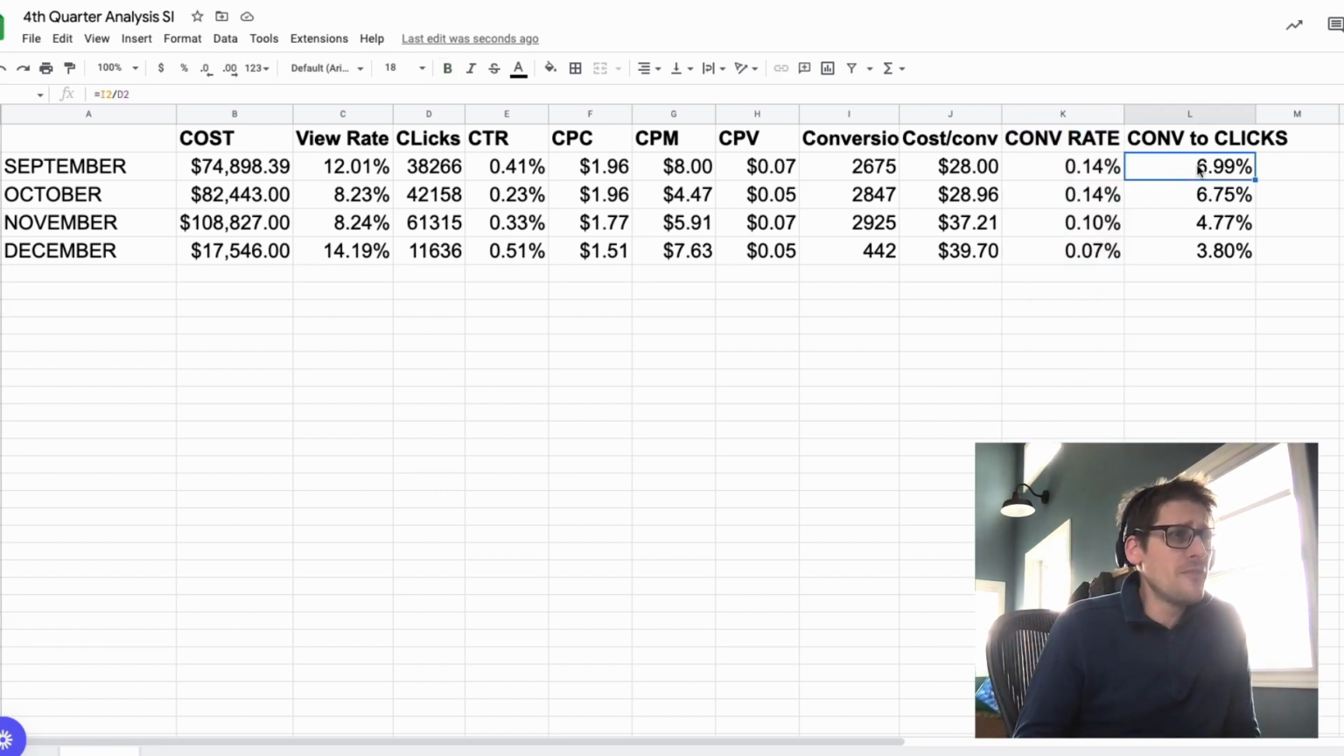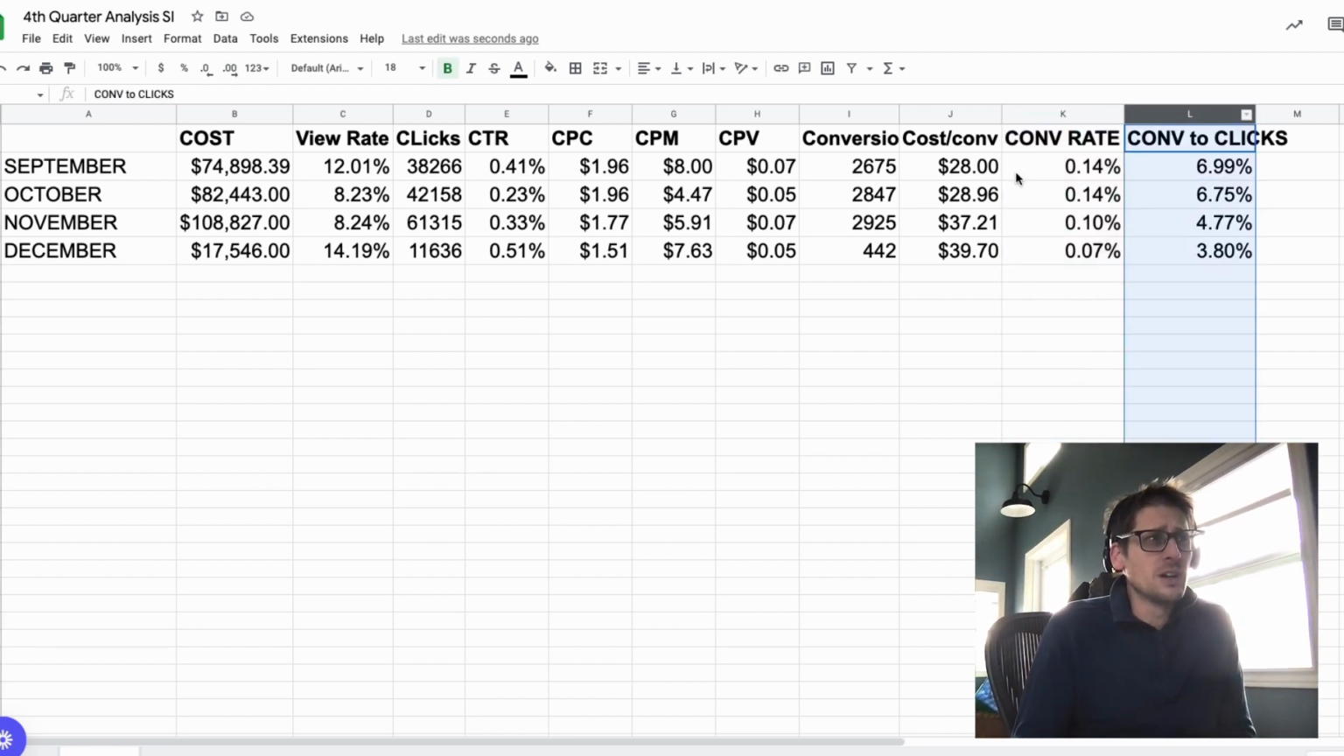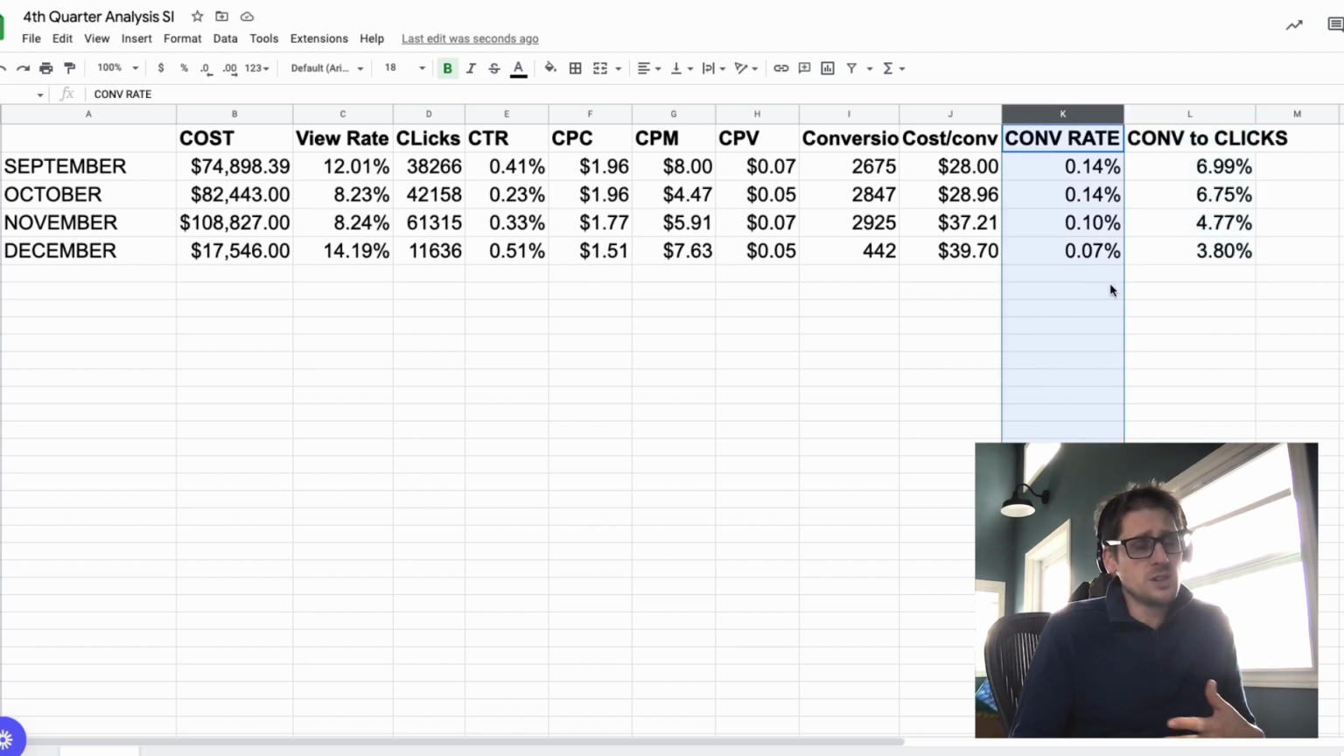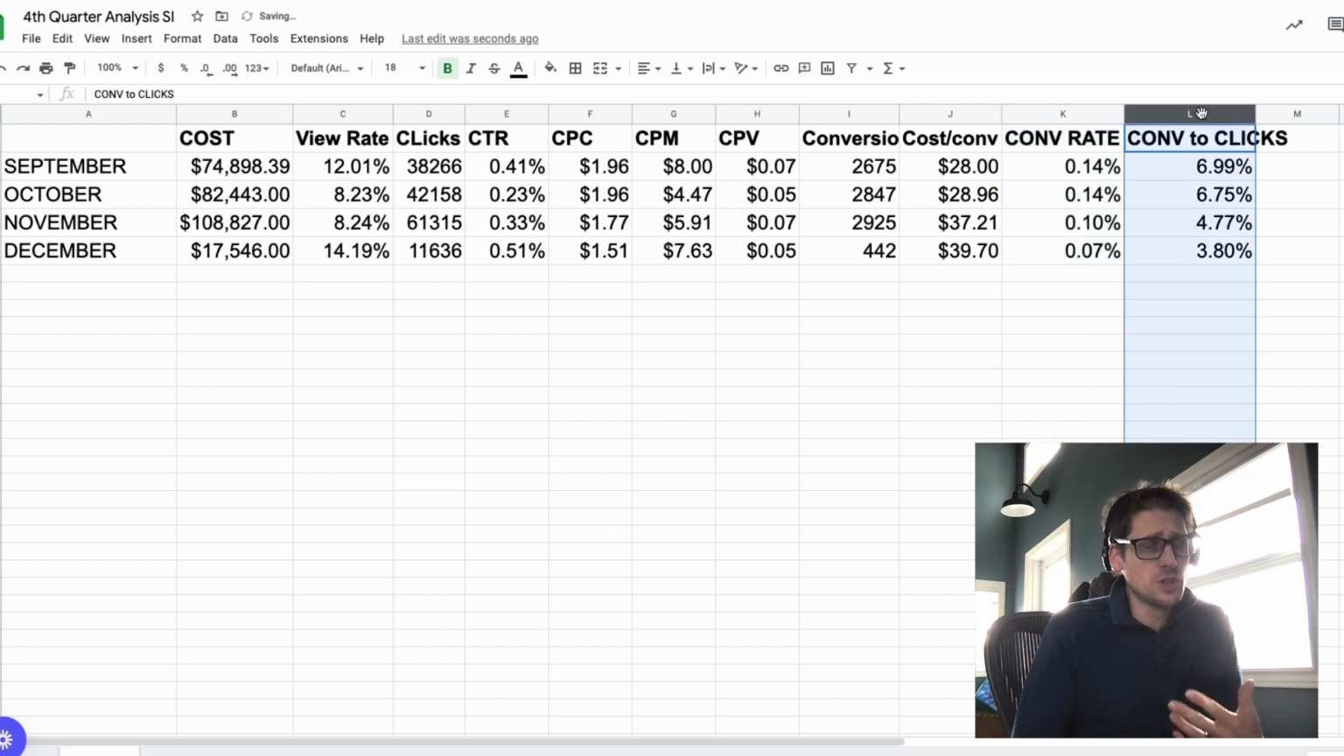The story I'm finding is in this metric I put together here. The conversion rate in YouTube is based on the views and things like that, but I want to look at the click-to-conversion rate, because this tells us about the landing page. So I'm just dividing the number of conversions by the total number of clicks to get our conversion rate. We can see it was 6.99 in September, the lowest cost per lead. 6.75 in October, slightly higher.